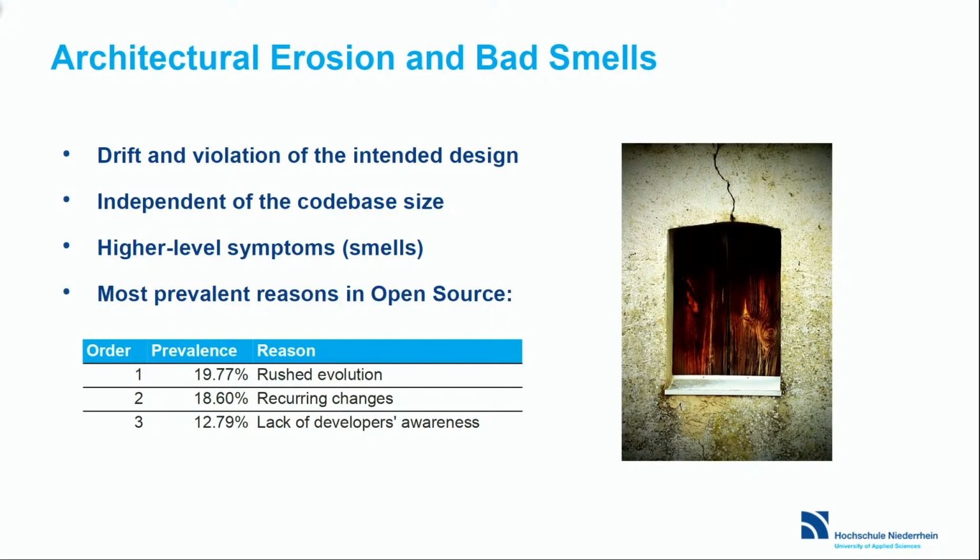Barbatt et al. researched possible reasons in open source software, and they regard rushed evolution, recurring changes, and a lack of developers' awareness as most prominent reasons.